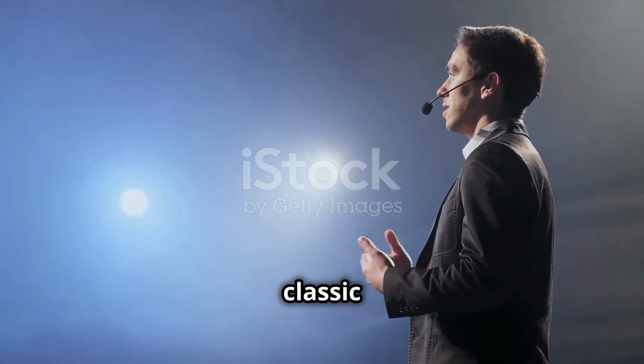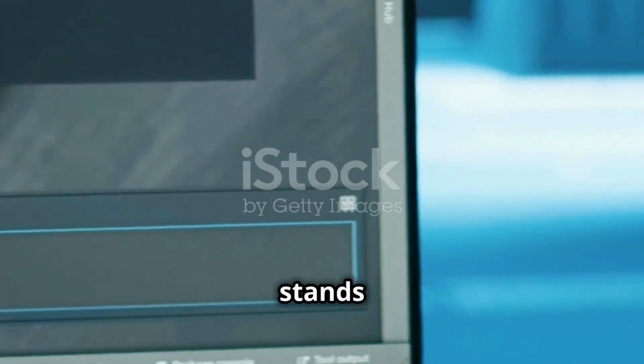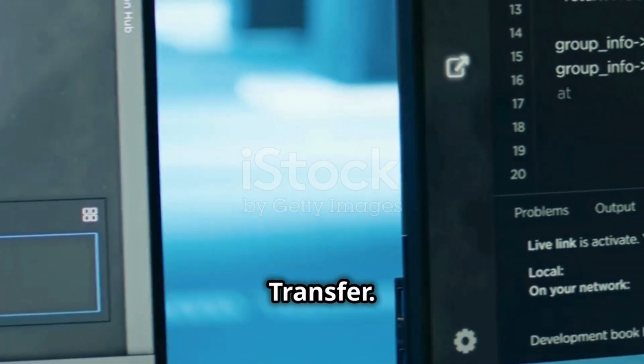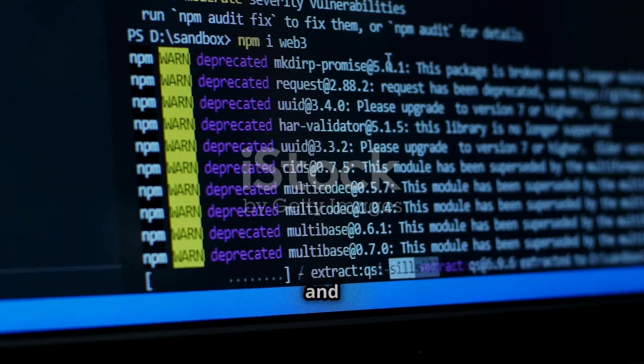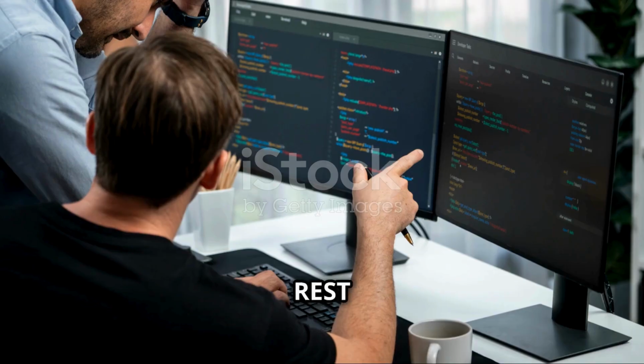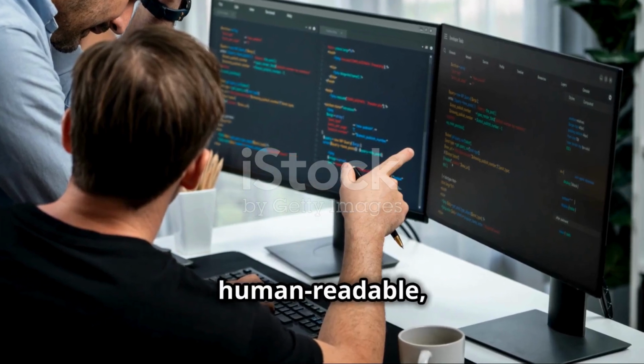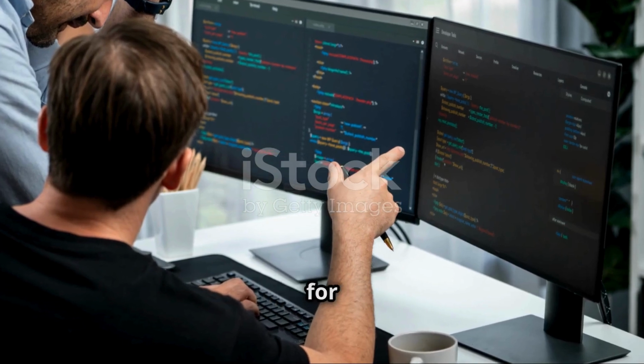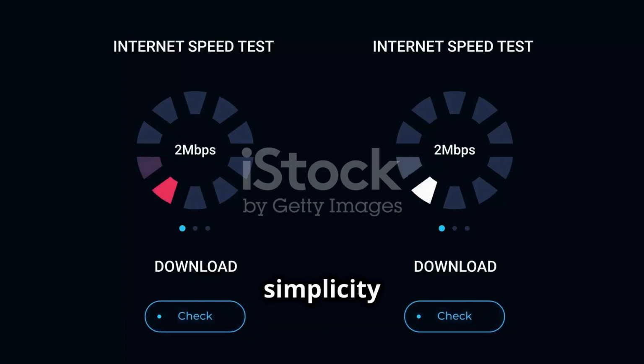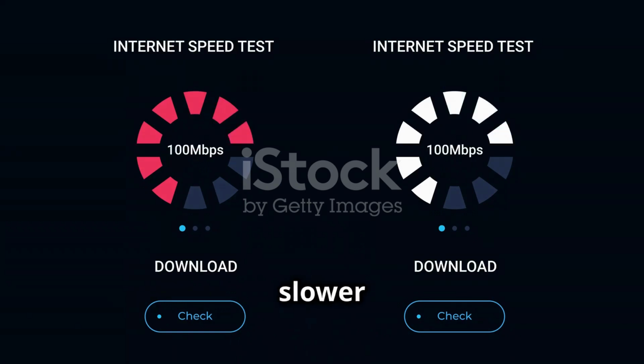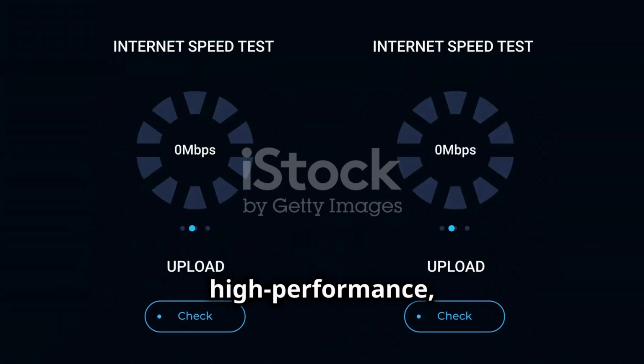Let's start with the classic REST. REST stands for Representational State Transfer. It's built on HTTP and uses standard methods like GET, POST, PUT, and DELETE. REST APIs are simple, stateless, and human-readable, making them the default choice for most web applications. But simplicity comes at a cost. REST can be slower and less efficient for high-performance, real-time applications.